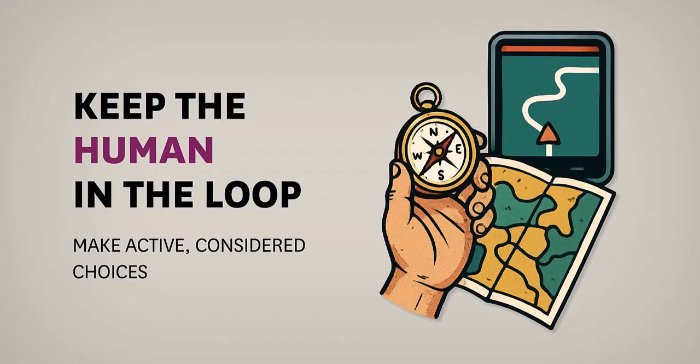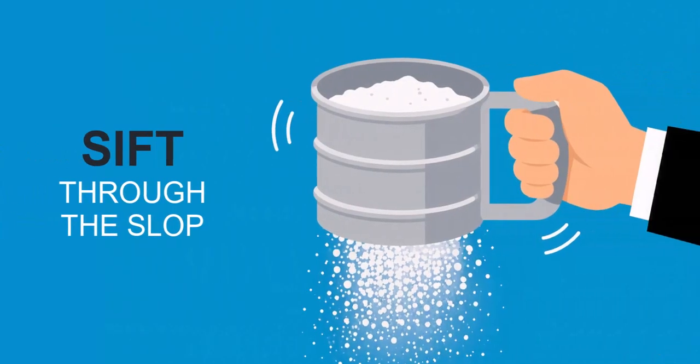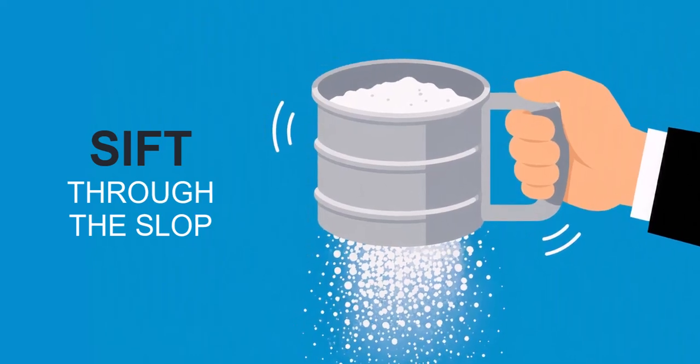Generative AI can be a powerful assistant, but human judgment and proper research skills are essential for finding accurate information. You need to sift through AI-generated content to find what's real.